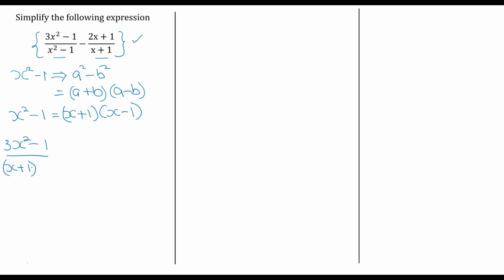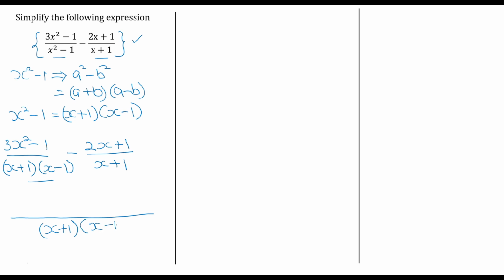3x squared minus 1 over (x plus 1)(x minus 1), subtract (2x plus 1) over (x plus 1). A closer look at this reveals that this is the least common denominator or multiple, therefore it becomes our LCM.